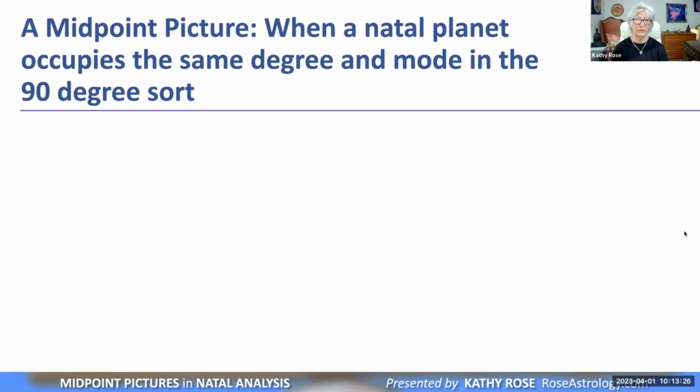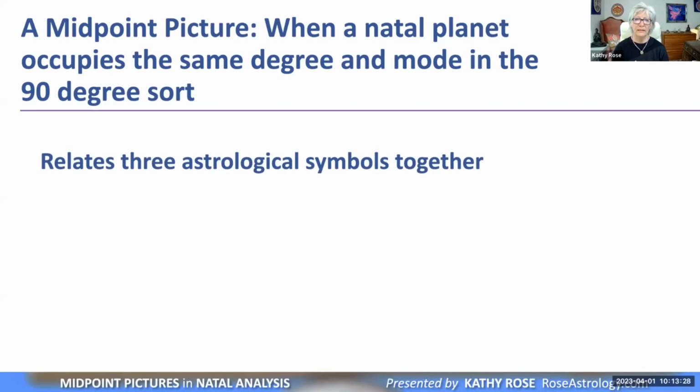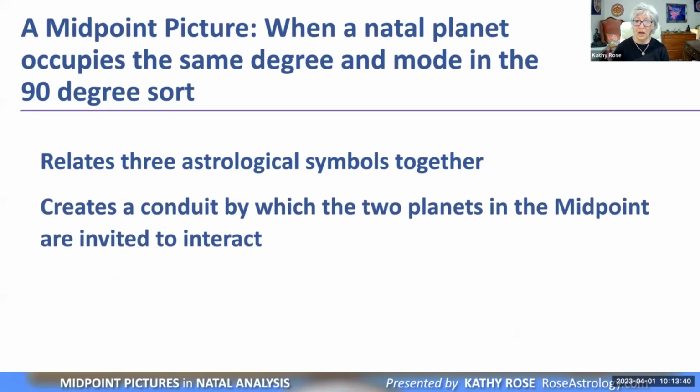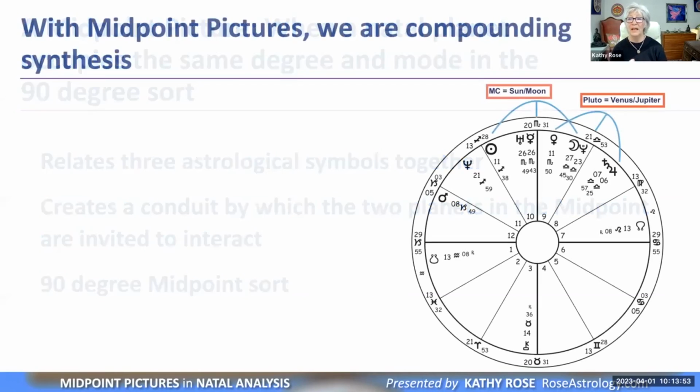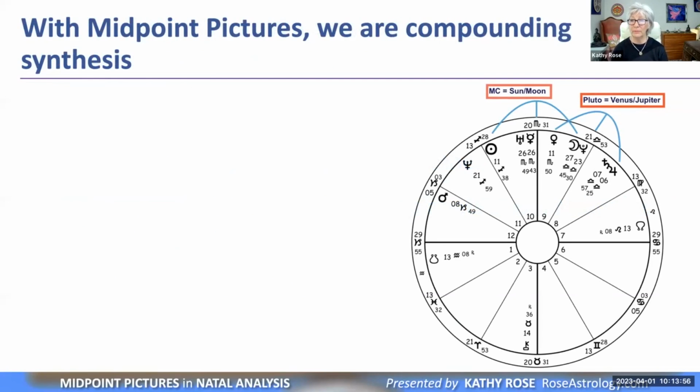They are wonderful to start working with, because when a natal planet or angle occupies the same degree and mode as a midpoint, it relates those three astrological symbols together, and it creates a conduit by which those two planets in the midpoint are invited to interact. And this is what you can easily see instantly in a 90-degree midpoint sort. Okay, let me show you a chart and just show you some midpoint pictures in a chart form.